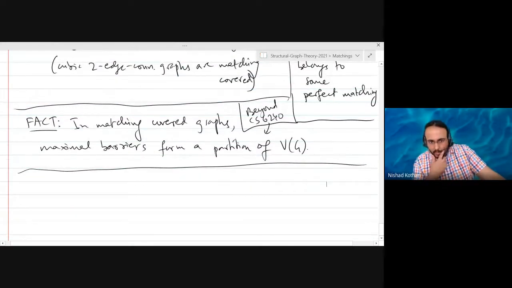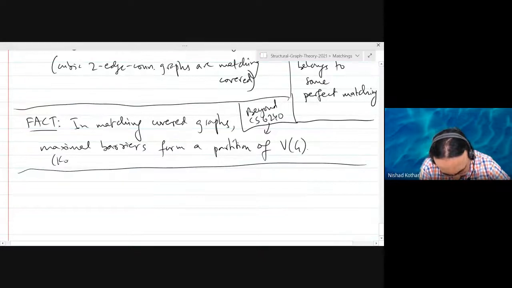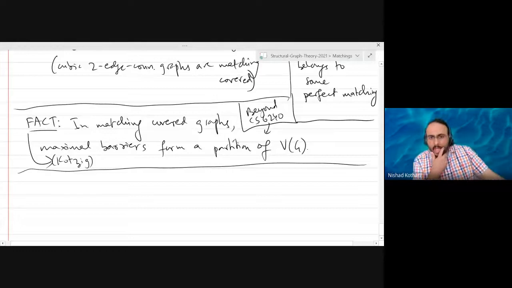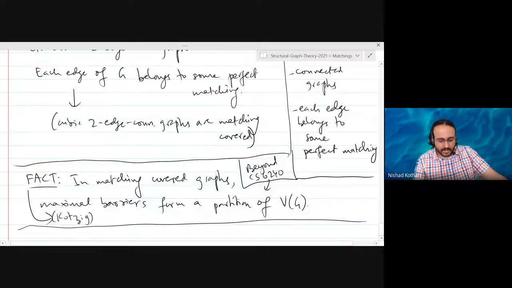What we know is that the maximal barriers form a partition of the vertex set. This is a result due to Kotzig from the 1970s, I think. Not sure. That tells you that you can't have lots of maximal barriers because it's a partition of the vertex set. At most you can have n maximal barriers, but it doesn't tell you anything about the number of barriers, because a barrier might contain smaller barriers. Anyway, that is beyond the course.